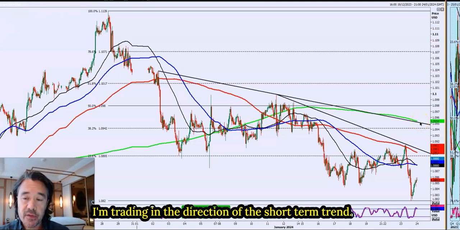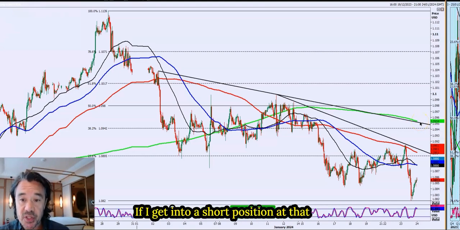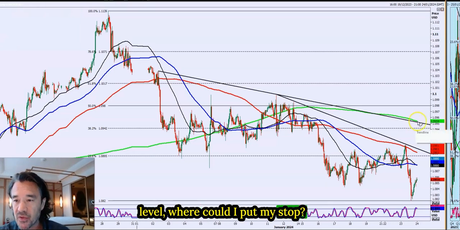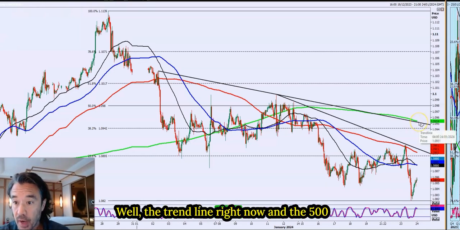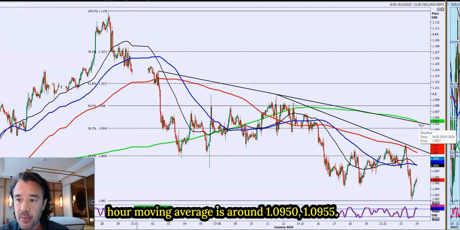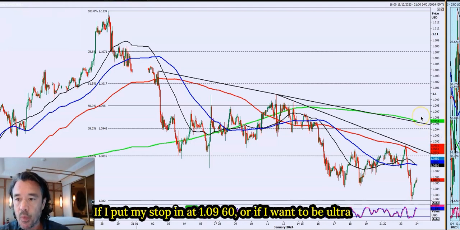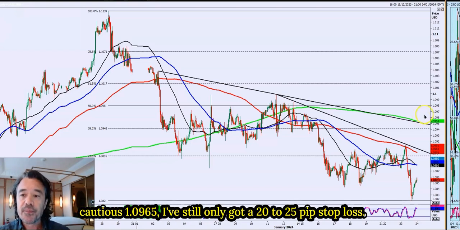I'm trading in the direction of the short-term trend. If I get into a short position at that level, where could I put my stop? Well, the trend line right now and the 500-hour moving average is around 109.50, 109.55. If I put my stop in at 109.60, or if I want to be ultra cautious, 109.65, I've still only got a 20 to 25 pip stop loss. It's pretty small.